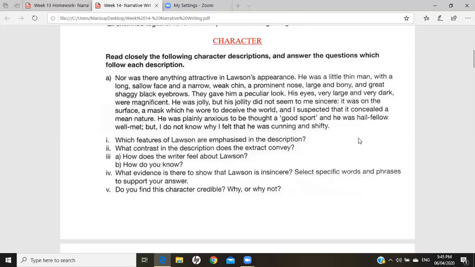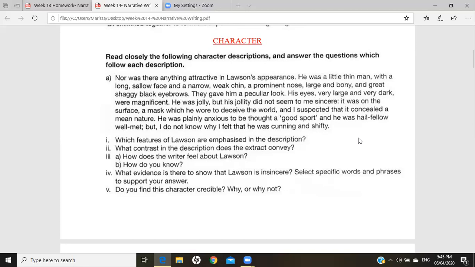Good. So do you think the features being described are more physical? More the outer look. Yeah, it's more on the outside, because we get a sense as to how the person feels about him in terms of his qualities, but the writer leans more to describing how Lawson looks on the outside. Very good. So more of a physical description.